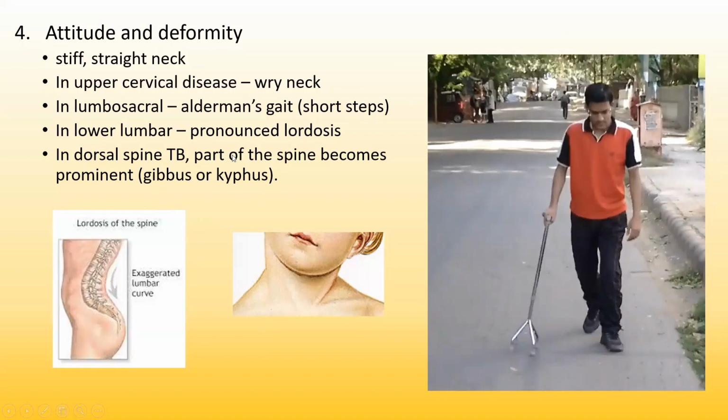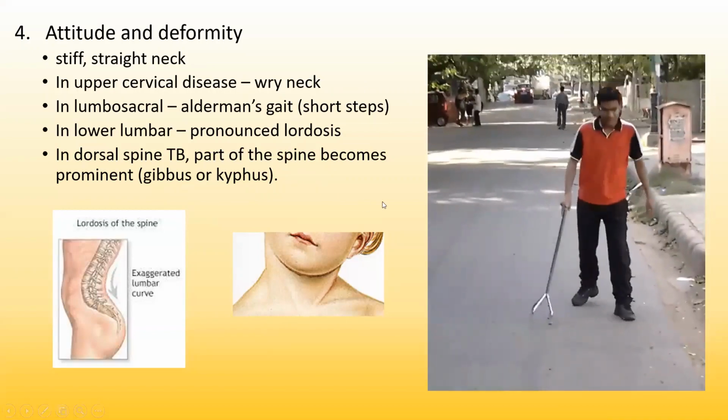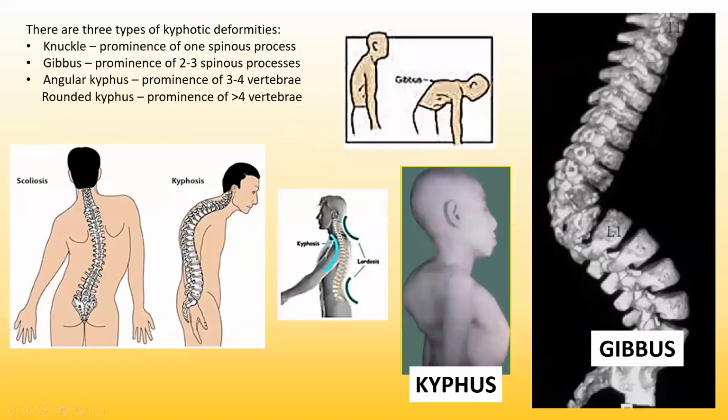In dorsal spine TB, part of the spine becomes prominent, gibbous or kyphus. We'll see gibbous or kyphus over here. So this is kyphus or kyphosis. This is gibbous. There are three types of kyphotic deformities. First one is knuckle. In knuckle, there is prominence of one spinous process. There is no photo of knuckle actually. Second one is gibbous, prominence of 2 to 3 spinous processes. This is gibbous, and there is prominence of 2 to 3. Here we can see that there is prominence of 1 and 2 spinous processes.